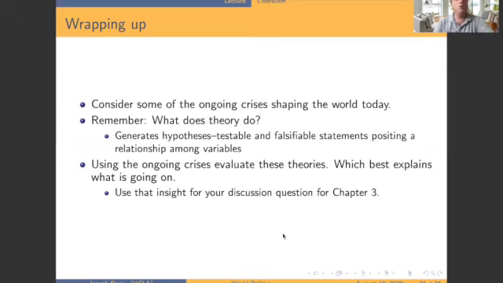Okay, so to wrap up, consider some of the ongoing crises shaping the world today. Remember what a theory does. It generates hypotheses, testable and falsifiable statements positing a relationship among variables. To evaluate the strength of a theory, we generate specific falsifiable statements, positing a particular relationship between two or more variables. These statements can, in principle, be tested and falsified by real-world evidence.